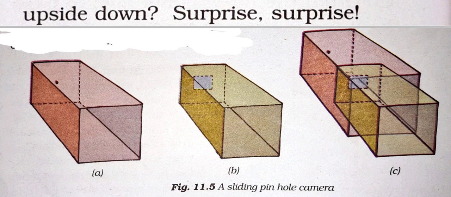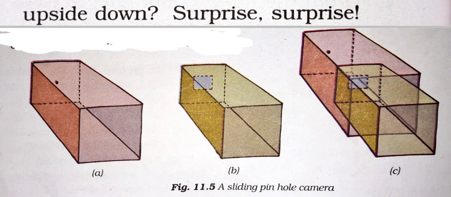Cut open one side of each box. On the opposite face of the larger box, make a small hole. See figure A. This figure A is the larger box and figure B is the smaller box. On the opposite side of the larger box, make a small hole in the middle, figure 11.5. In the smaller box, cut out the middle square of somewhat 5 to 6 centimeter.